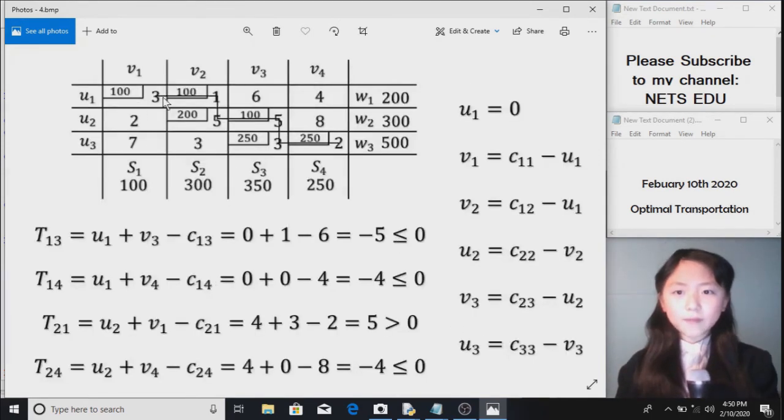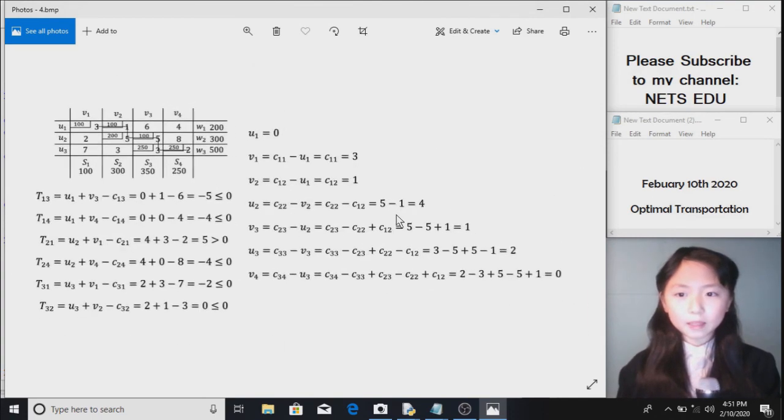So we already found our initial point. Time to see if we need to adjust. Let's see if we need to adjust T13. We have this formula, and here we have the values of the u's and v's. This equals -5, and that is smaller than 0. And here we test T14, then we test T21. Here we get 5, which is greater than 0.